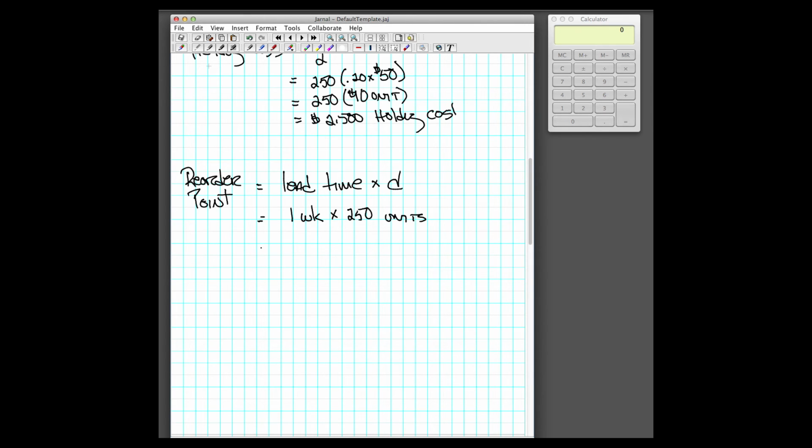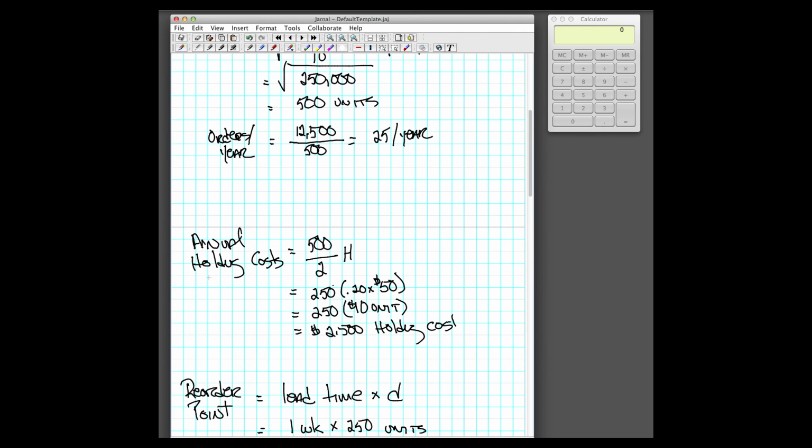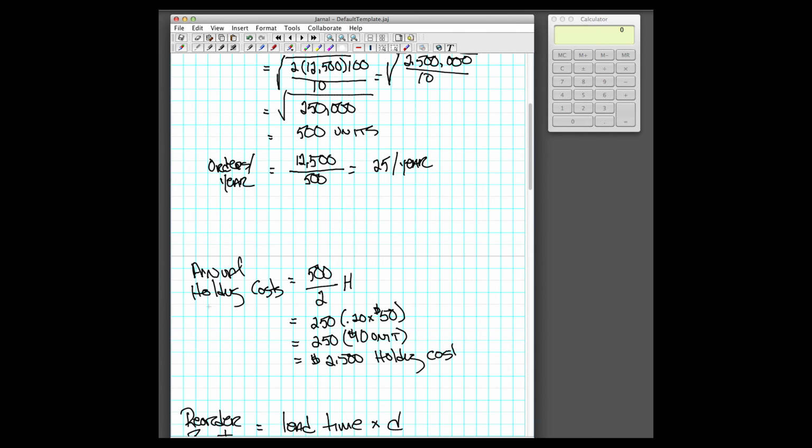So if it takes us 1 week to get our inventory on hand, and we're going to estimate that we'll sell 250 units at that point in time, what we're going to do is look at our inventory, and whenever it gets to 250, we're immediately going to place an order for our EOQ, which we identified up here was 500 units. Okay? So the most efficient order quantity is going to be 500 units.